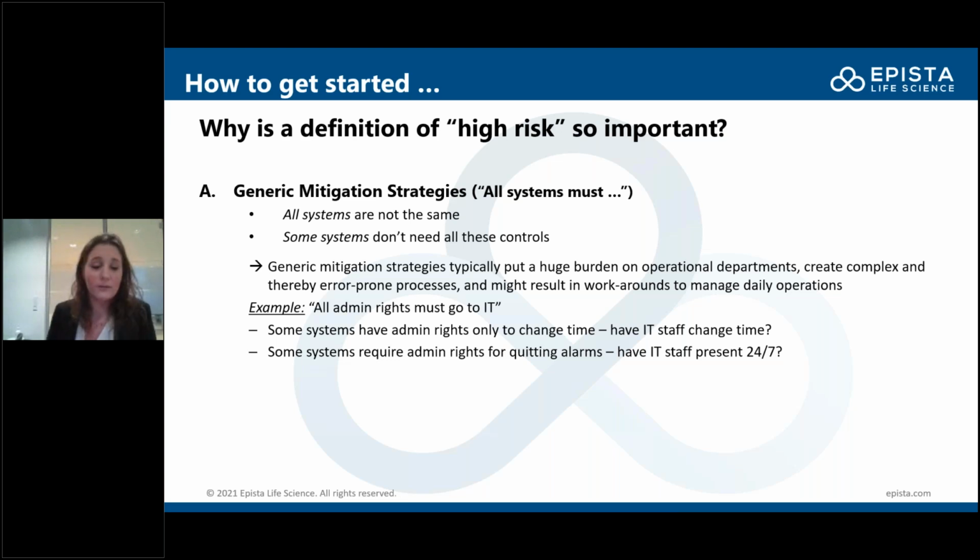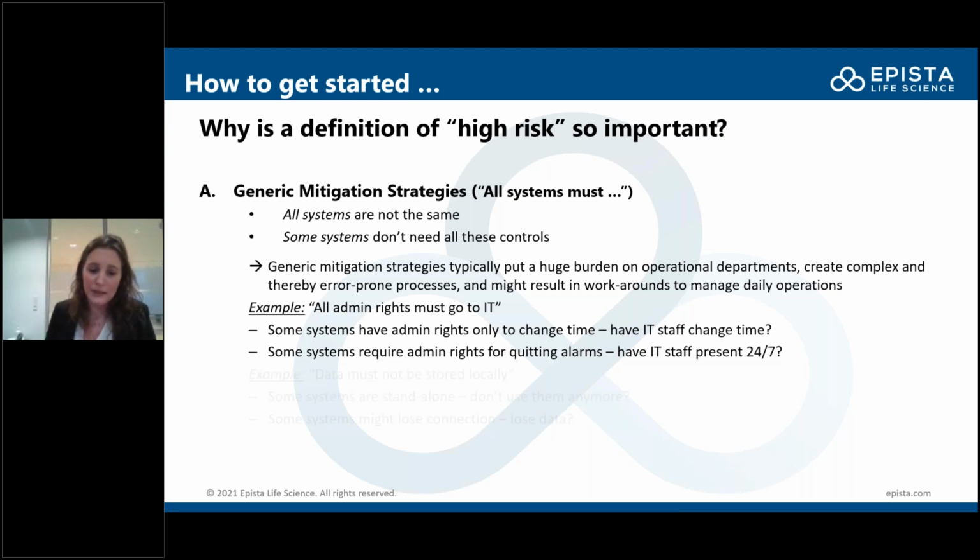Same goes for manufacturing equipment. You might, with some equipment, have admins that are required to quit alarms. If you're not running a manufacturing that's running 24/7, that would in parallel mean you need to have your IT staff present 24/7. You would need to be able to call them. They need to, if it's a clean room setting, go through gowning, probably not the expert in clean room, just in order to get in and quit alarms. So that's not really what you want to set up.